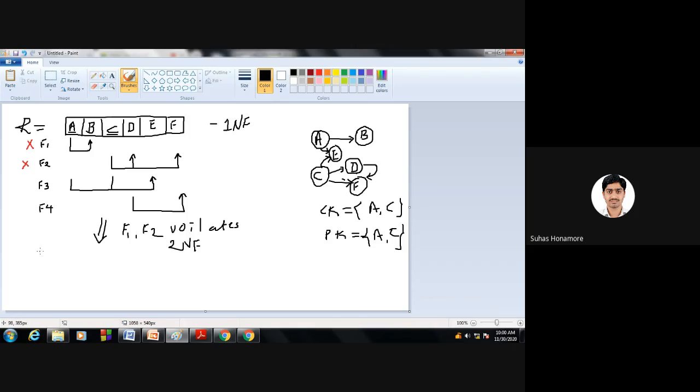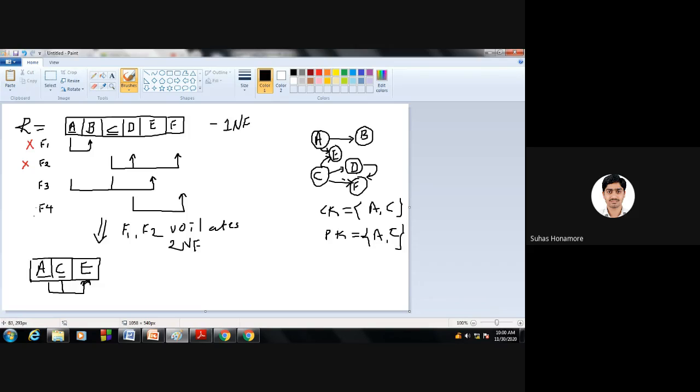Okay, so here, the first one, AC. Both together I will try to keep in the same one, AC to E. It's the third FD, so I will keep it as it is. Here these two together are the primary key, and it's pointing to E.